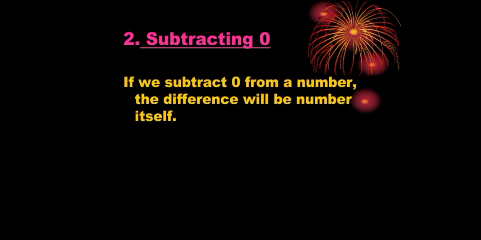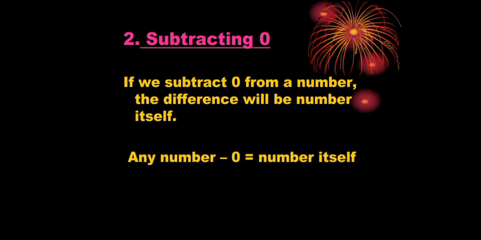My second property is subtracting 0. If we subtract 0 from a number, children, what do we get? The difference will be number itself. That is, any number minus 0 equal to number itself. Or we can say that 55 minus 0 equal to 55.